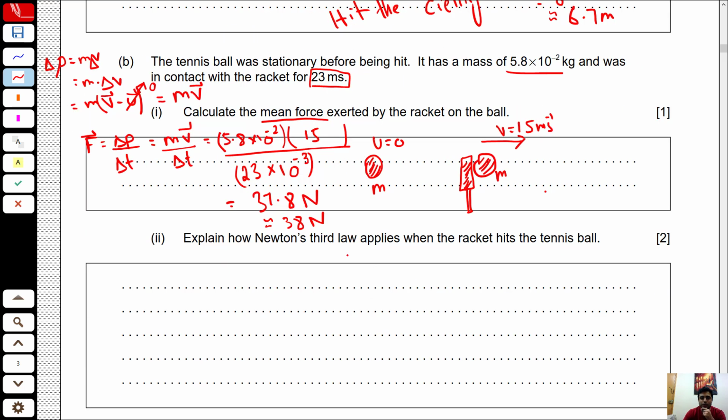Explain how Newton's third law applies when the racket hits the tennis ball. So this one is pretty easy. Newton's third law is applied in all types of situations. Just say that Newton's third law says that for every action there is an equal and opposite reaction. So when this racket exerts force on this mass, the mass will exert an equal but opposite force on the racket. So that is what you need to explain.